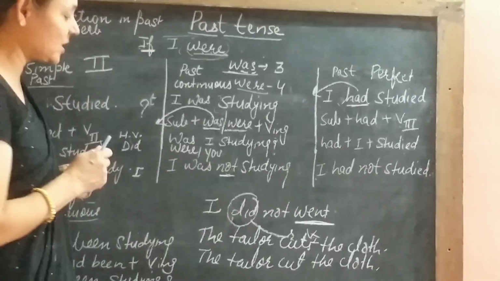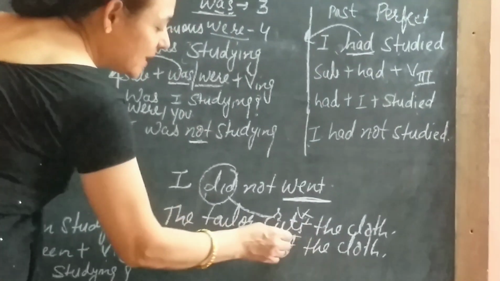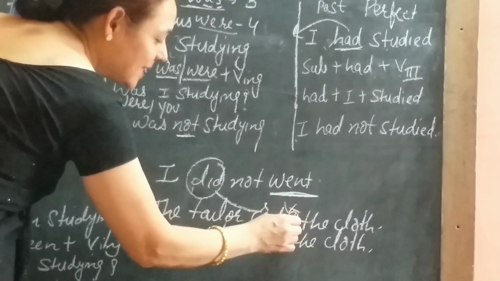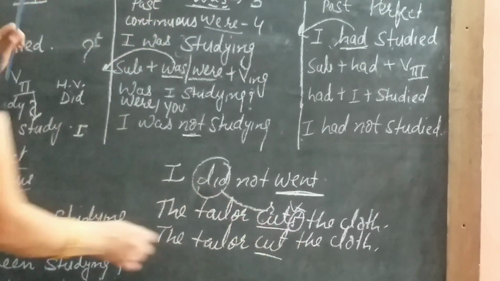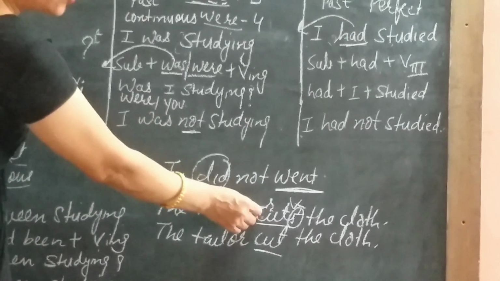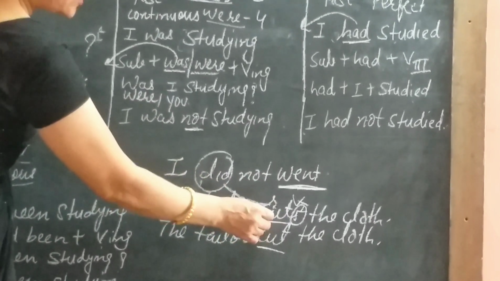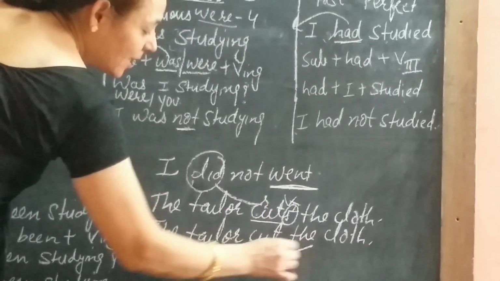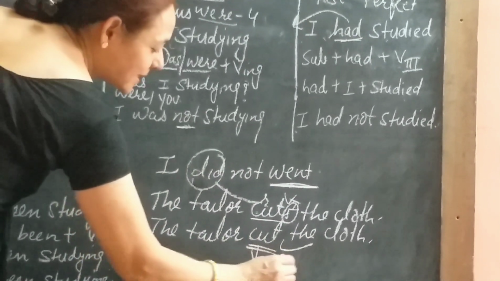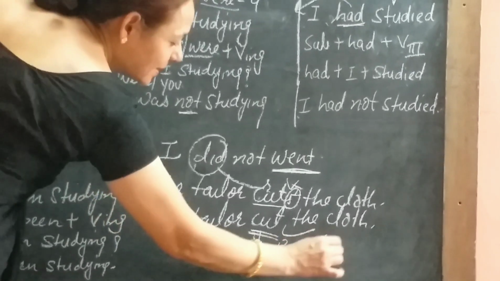Now how will I justify? This is in the present tense. That's why this has s with cuts. But this is in the past tense. I told you there are some verbs which change like this. Cut first form, cut second form, cut third form. So this is also correct because this cut has been used in the simple past tense.